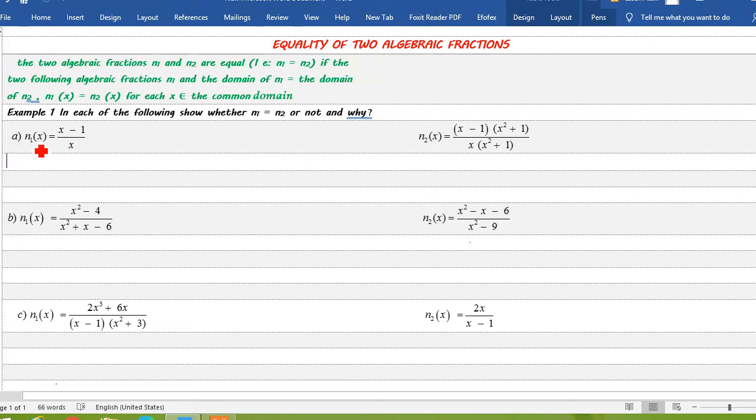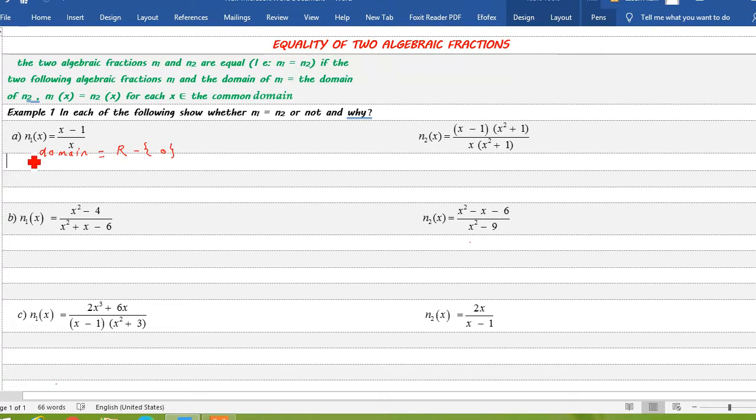Letter A, n1 of x equals x minus 1 over x. The first step: find the domain of this function. The domain of this function equals R different set of 0. What is the number that makes the denominator equal 0? x equals 0. So the domain d1 equals R different set of 0.